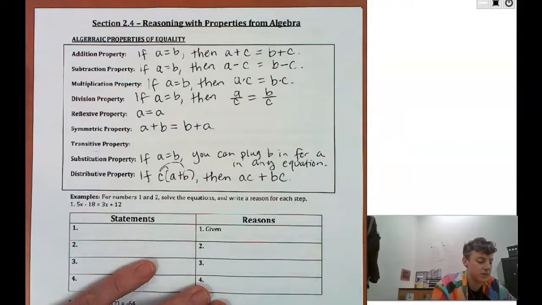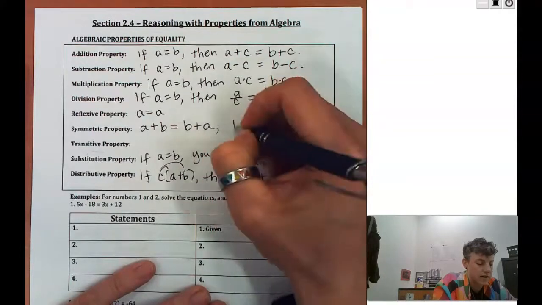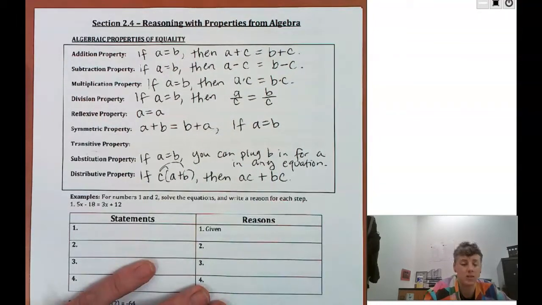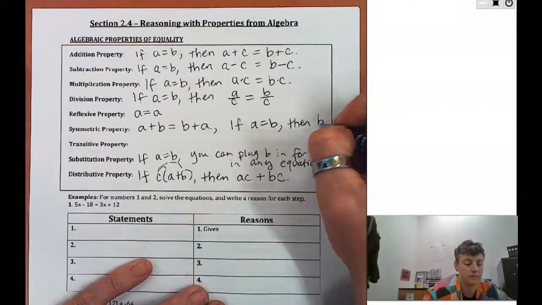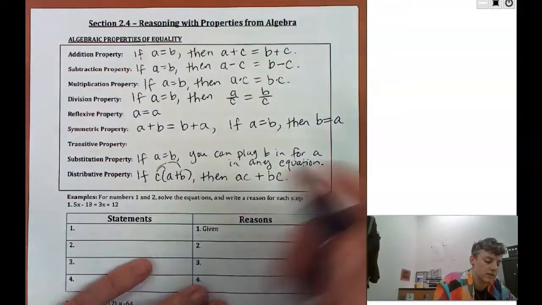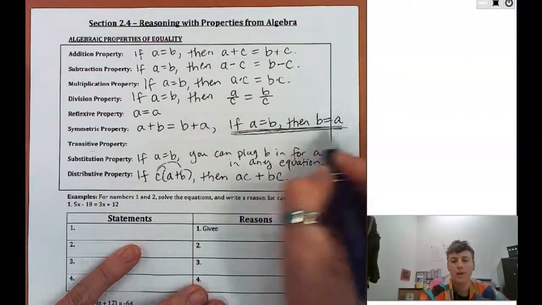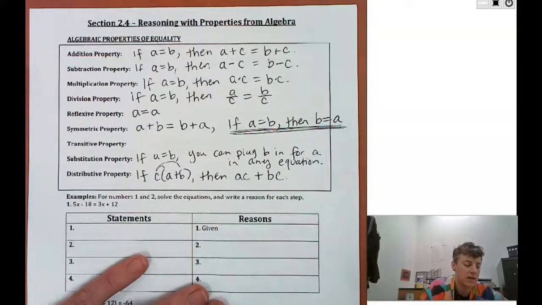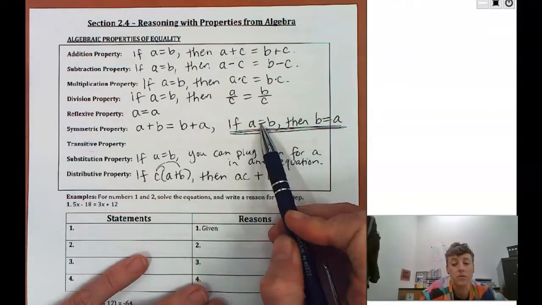Or even more simply, if I have A equals B, I can write that in the opposite way. Then B will equal A. A equals B, then B equals A. This is the one I really want you to remember. A equals B, then B equals A. That's the symmetric property. We can flip the left side and the right side of the equation. And since they're equal to each other, they will still be equal to each other.